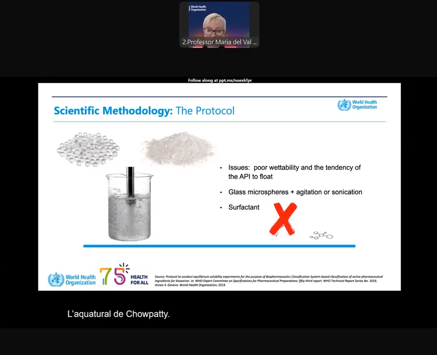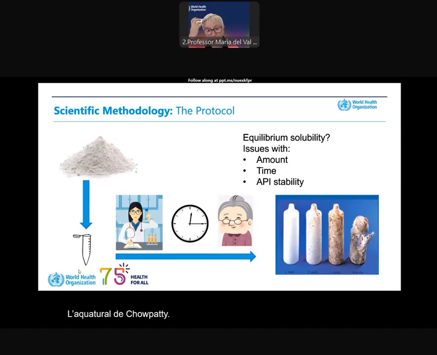Another potential issue is that if we are working with a highly soluble substance, in order to have a true solubility, the measurement of the equilibrium concentration in the presence of an excess of solid, sometimes we will need a huge amount of solid API in order to measure the true equilibrium solubility. I will discuss later how we address this issue.